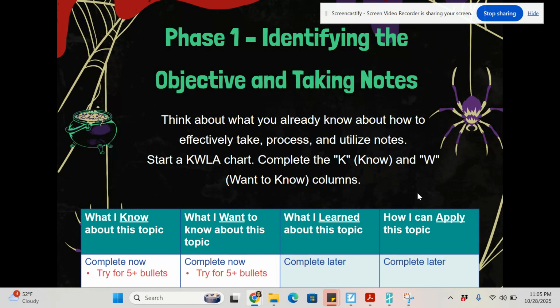So go ahead and in those 2 left columns, I want you to try and get at least 5 things under each one of those. So I want you to write 5 things under what you know about this topic. What do you know about taking notes? Okay, write 5 things under there. And then in the next column, what I want to know about this topic, I want you to write 5 things under there about what you want to know about taking notes. Pause as you need to so you can fill out what you need to fill out.